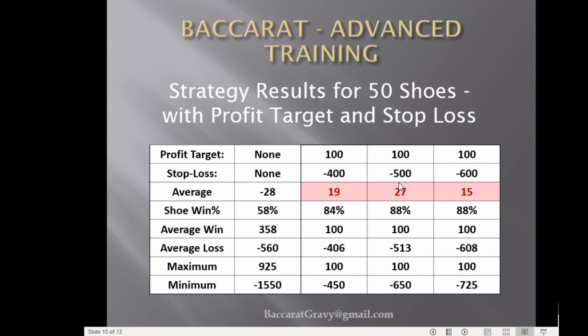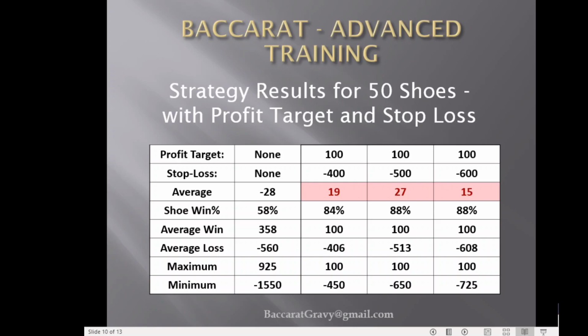By applying this money management, the average result was positive at 27, and we were winning 88% of the shoes played. On that 88%, the average win, of course, was 100, because that's our profit target. And the average loss on the 12% that we lose is 513. But the losses occur only 12% of the time. So on average, you'll be profitable. This is a striking improvement compared to playing every hand in the shoe. This is the case most of the time.